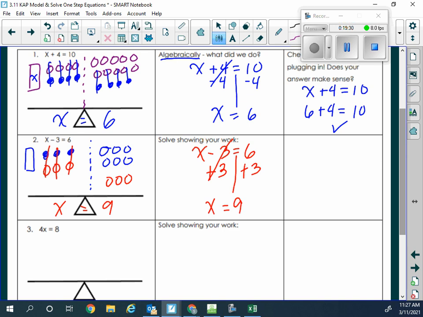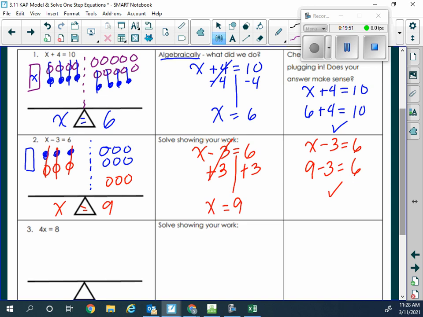You got it. Plug it back in. Is 9 minus 3 equal to 6? Yes. What if it didn't work? Like, what if you put 8? 8 minus 3 is 5, not 6. So what would you need to do? You need to go back. That's somewhere you made an error.